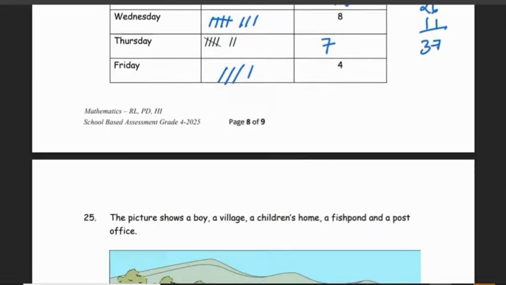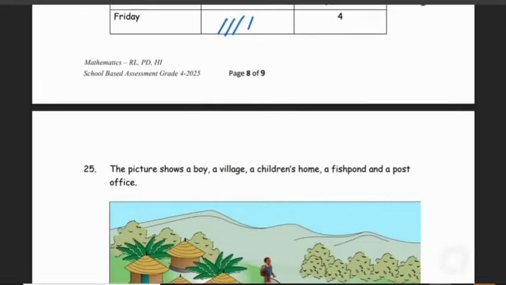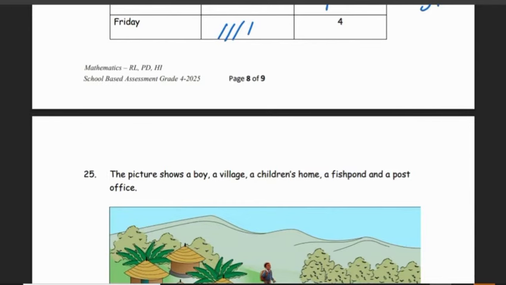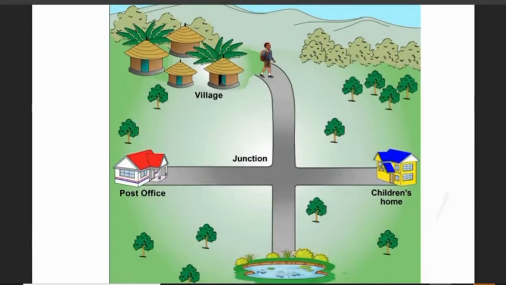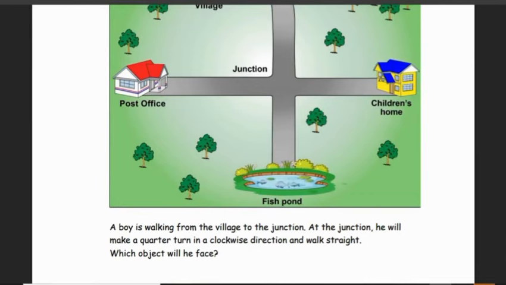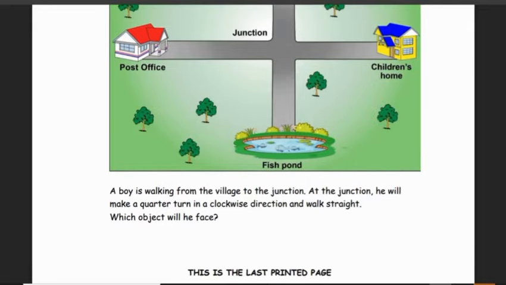Now, lastly, the picture shows a boy, a village, a children's home, a fish pond, and a post office. A boy is walking from the village to the junction. At the junction, he will make a quarter turn in a clockwise direction and walk straight. Which object will he face? So definitely he will face the post office.